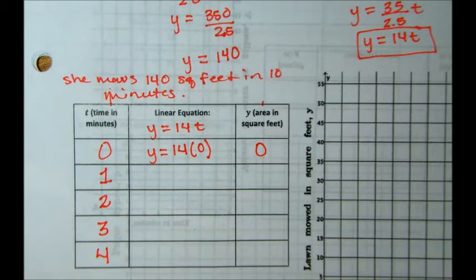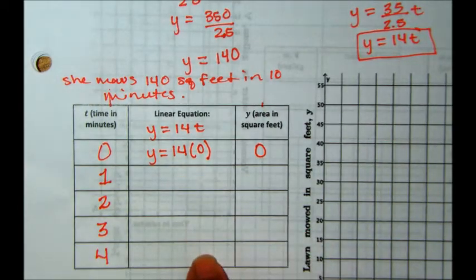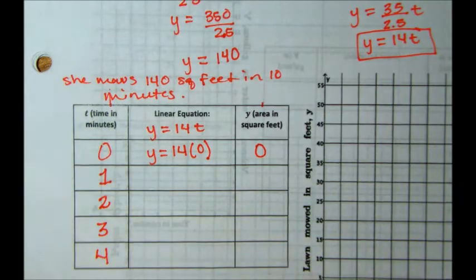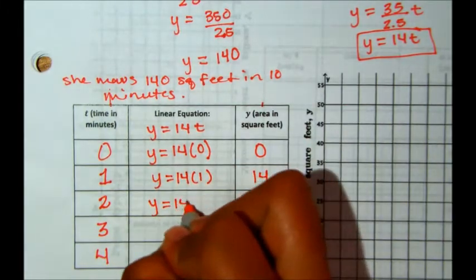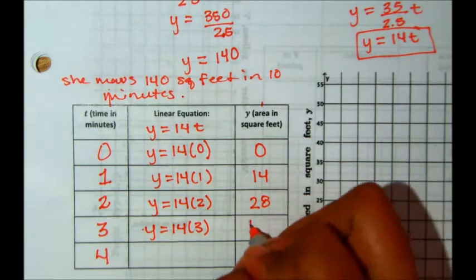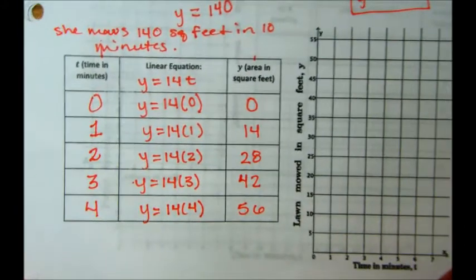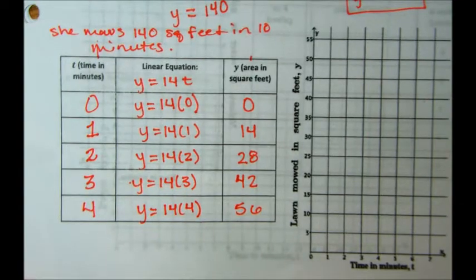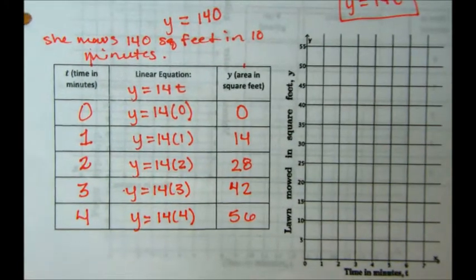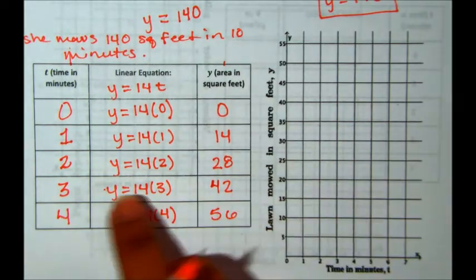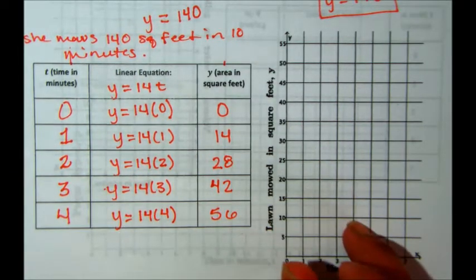Take a minute or two to complete the rest of this table, making sure to show substitution. Fill in your given areas. The completed table should look like mine. Now that I have a completed table, I notice that there's a graph directly to the right. I want to transfer this information onto the coordinate plane.